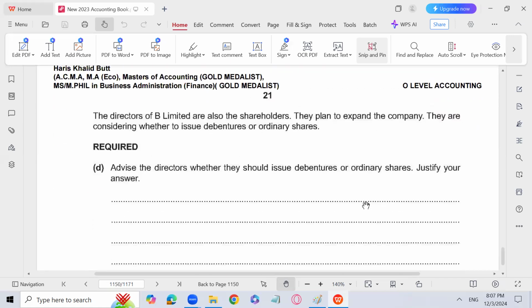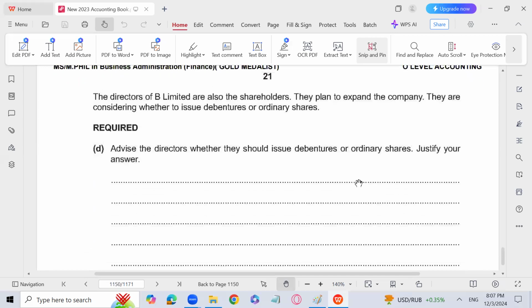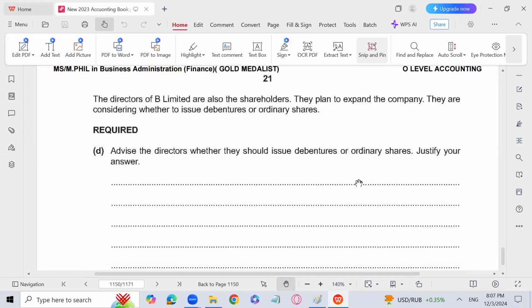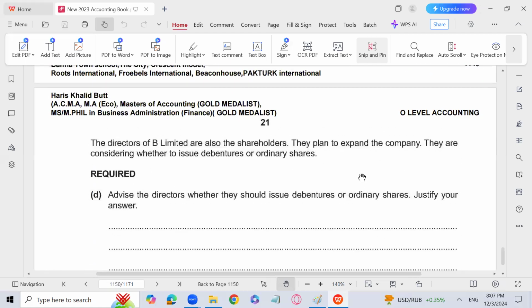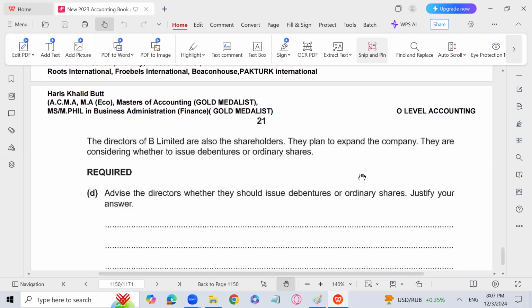The directors of B Limited are also the shareholders. They plan to expand the company and they are considering whether to issue debentures or ordinary shares. Advise the directors whether they should issue debentures or ordinary shares. Justify your answer. I think we have discussed that point so often, but I will repeat it again. A debenture is a non-current liability. It has to be repaid after some time. A debenture also carries a fixed rate of interest, which has to be paid on an annual basis, and obviously it will result in a decrease in profit.